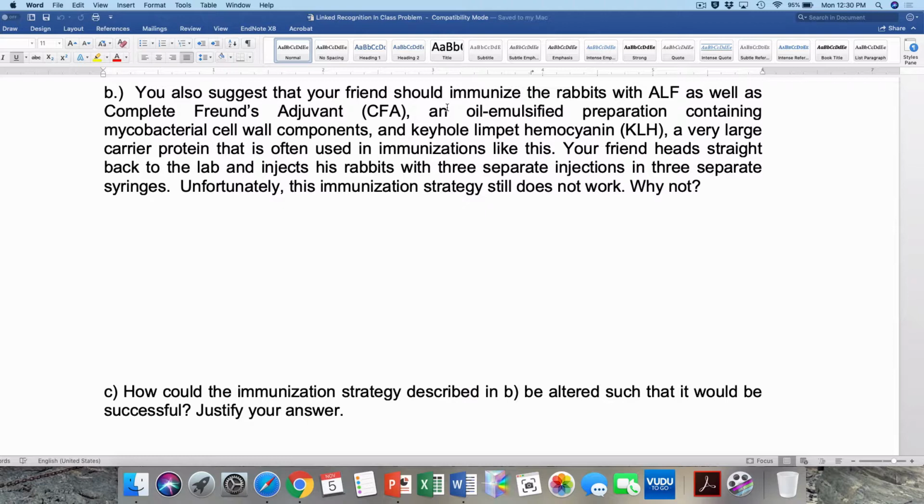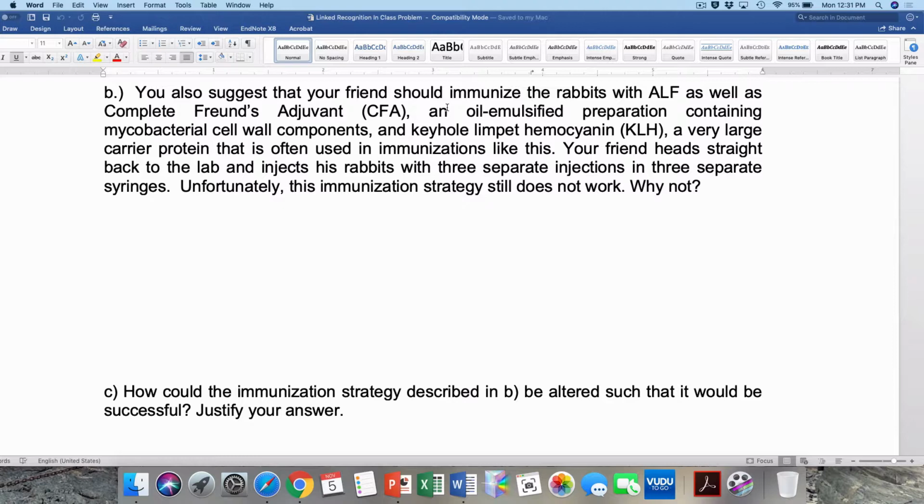They cannot be separate. Sometimes students ask the question, what about the CFA? The CFA is usually given in the same syringe, but it does not have to be physically linked. So the CFA does not have to be physically linked, but you usually give it at the same time. Mostly because it would be a pain to make 2 syringes when you could just make 1. Yeah, Jordan. The ALF and the KLH. Yeah, the hapten and the carrier, which in this case would be the ALF and the KLH.